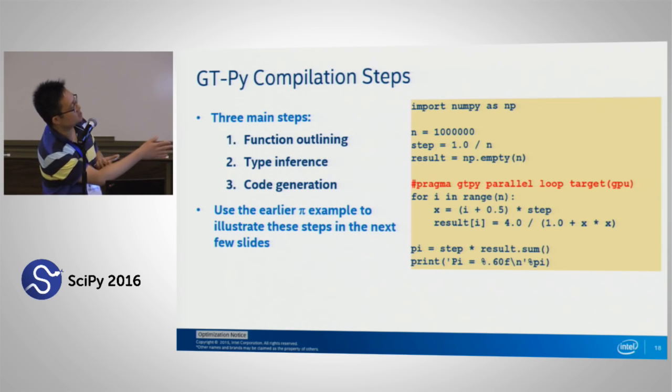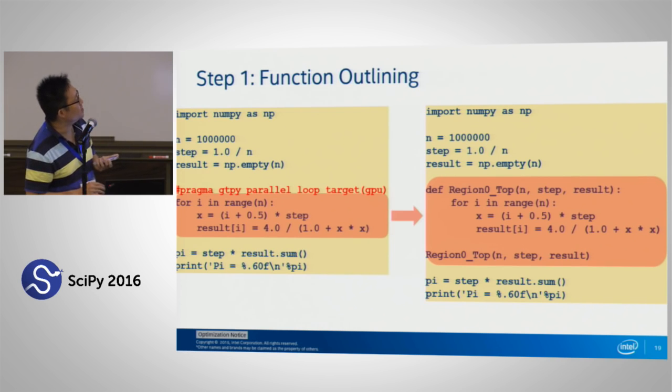Just to remind you, that is the NumPy, that's the GDPI program for computing the value of pi. The first step is function outlining. Remember that we use a pragma to mark the for loop. In this example, the first thing we need to do is extract the for loop as a function for our analysis. You see that we extract the for loop into a function called region 0_10. And the key here is when we extract the function, we also extract the input arguments to this loop body, which are n, step, and result. It is very important that we know about these arguments, because as you see, we need to add some runtime type check on these arguments, which is shown here.